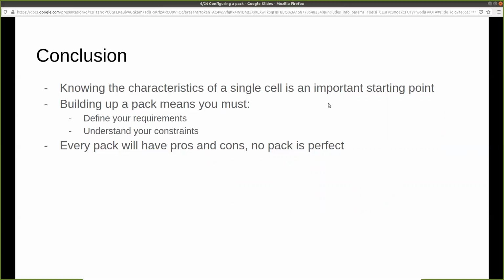And then every pack, no matter how you configure it, will have some pros and some cons, just because there are so many ways to evaluate it and so many considerations. So no pack is 100% perfect, but knowing the ways to evaluate your design and knowing your requirements will help you make the right decision.